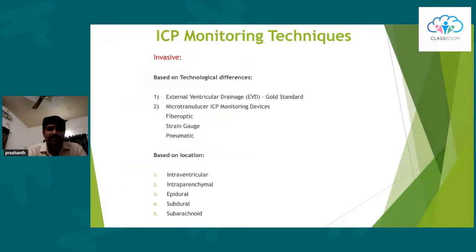So what are the ICP monitoring techniques? Broadly speaking, you can classify it into invasive techniques, which is the gold standard, and the non-invasive techniques. And these invasive techniques can again be subclassified based on the technological differences that are used. One technology, and the simplest and the gold standard, is the external ventricular drain connected to a strain gauge pressure monitoring system. The other technology is the microtransducer, where the tip itself has a microtransducer mechanism. So the technology differs slightly depending on the companies, like you have the fiber optic, pneumatic, and strain gauge techniques.